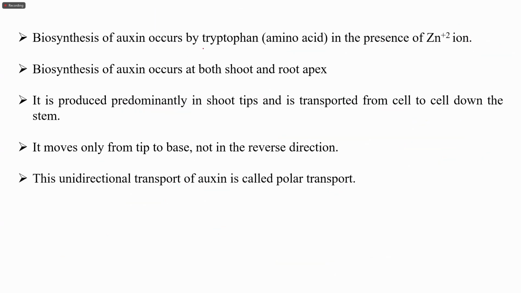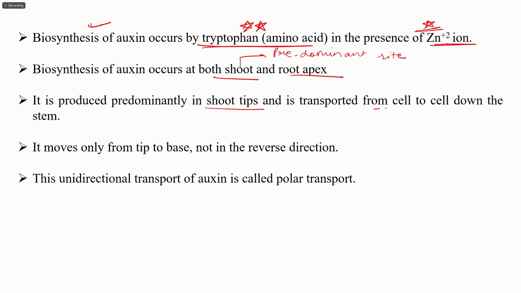Biosynthesis of auxin occurs from the tryptophan amino acid in the presence of zinc ion. Therefore, the presence of tryptophan is important. In the presence of zinc ion, the biosynthesis of auxin takes place, and it occurs at both shoot and root tips, although shoot is the predominant site. So it is produced predominantly in shoot tips and is transported from cell to cell down the stem.